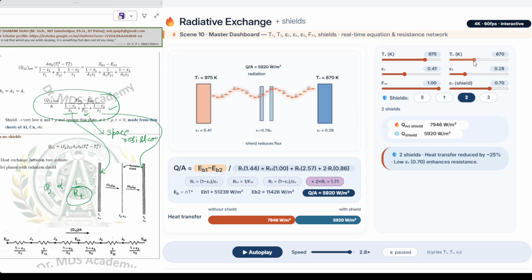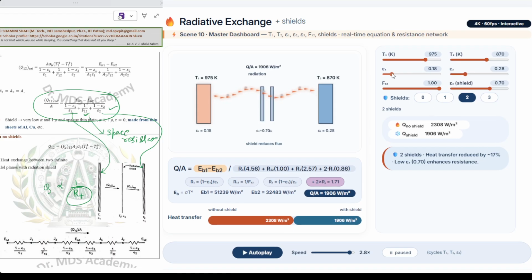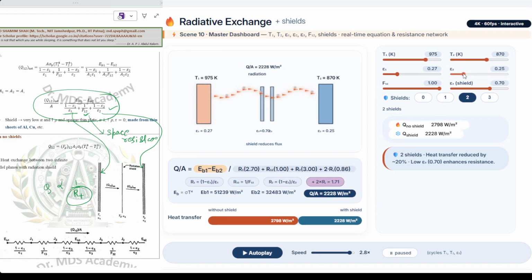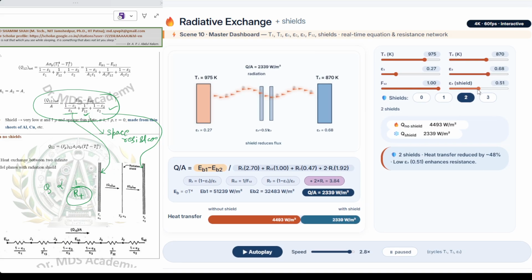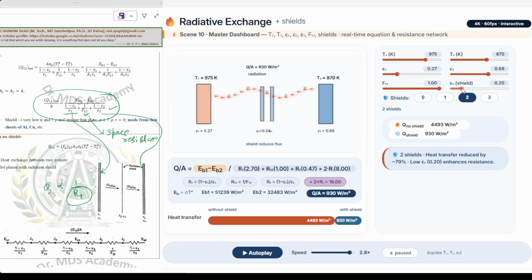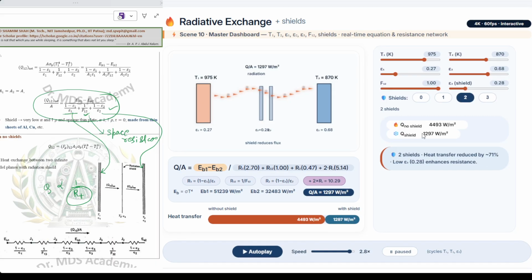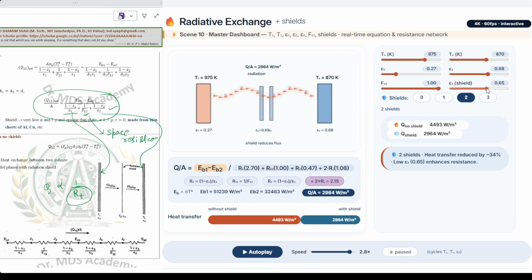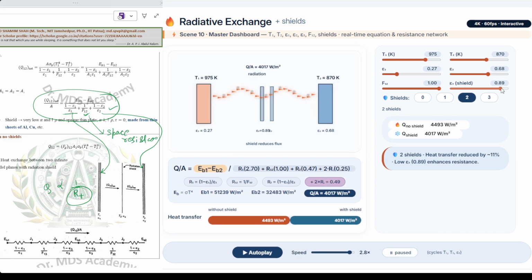See, I am varying the T2 temperature. I am changing the emissivity, and similarly the emissivity for the second surface, and the emissivity of the third one. The more the emissivity, the more the heat. For the emissivity of the middle one, I am increasing it. This shield's value is currently 1297, and the same value is reflected here also. As I increase it, the more the emissivity, the more heat is radiated.